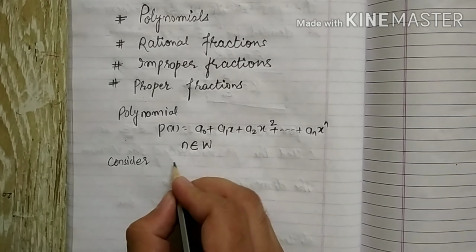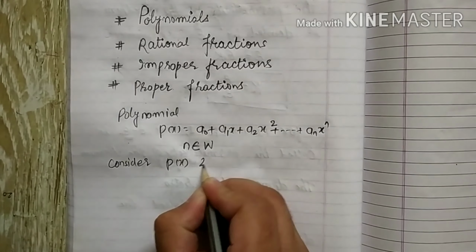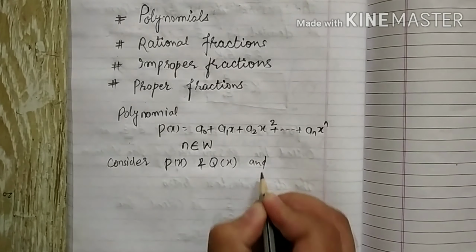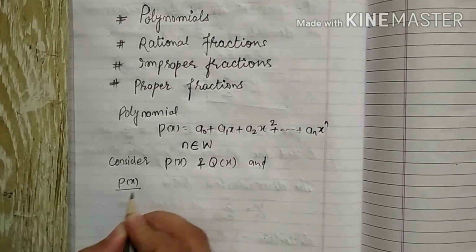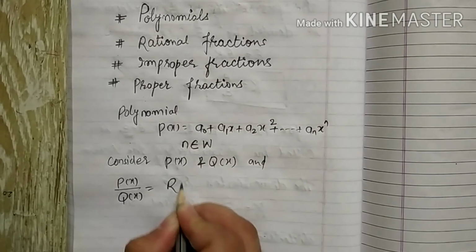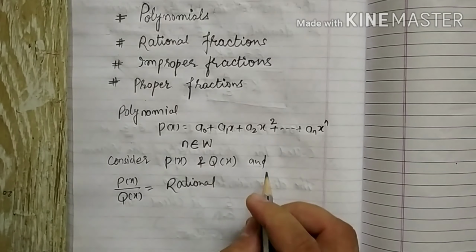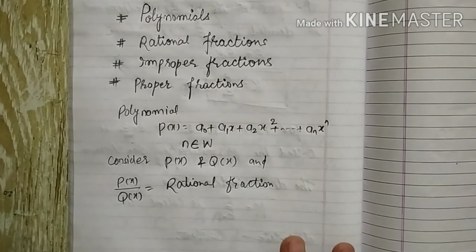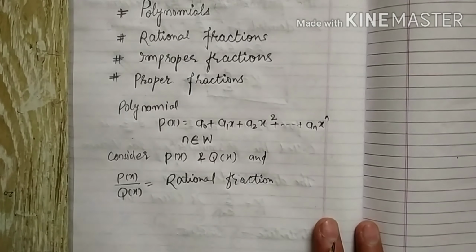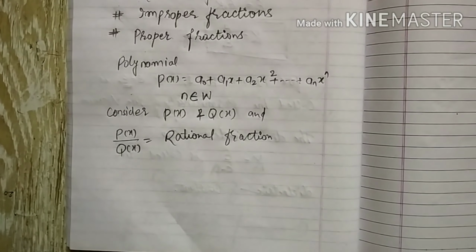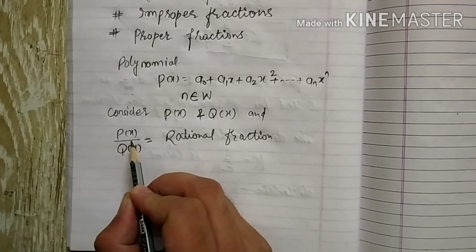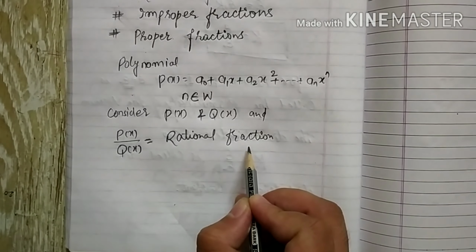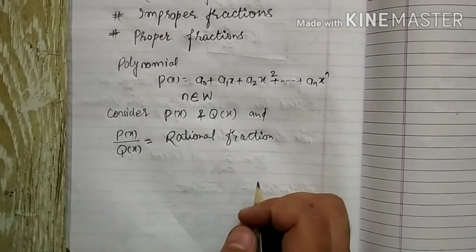Consider two polynomials p(x) and q(x). If I write p(x) upon q(x), this is known as a rational fraction. Just as we know rational numbers p upon q, here the polynomial p(x) upon the polynomial q(x) represents a rational fraction. Hope you understood the rational fraction.